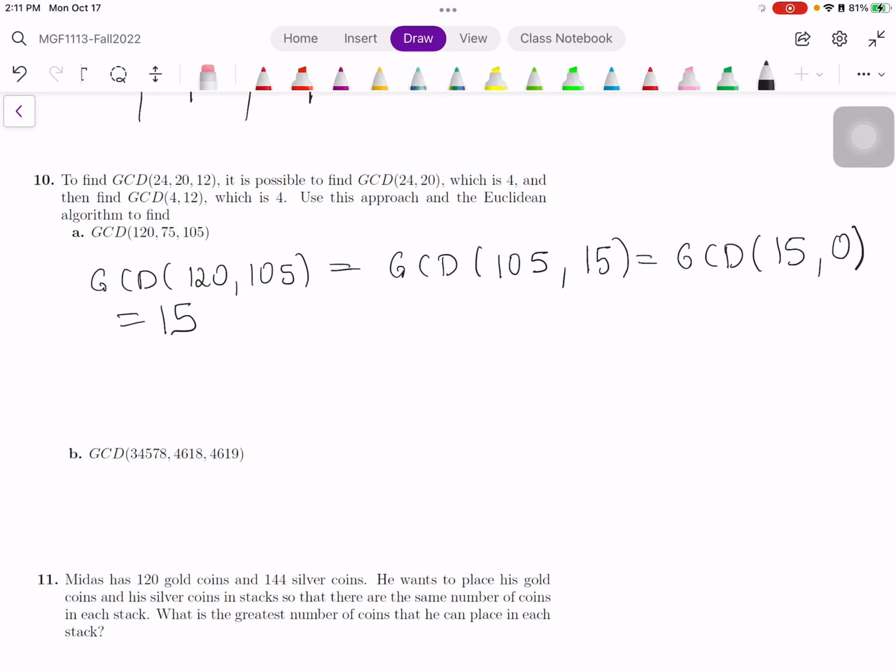Okay, so now the greatest common divisor of those three numbers you started with is the greatest common divisor of the pair I chose, 120 and 105, which gave me greatest common divisor 15, and the number I didn't deal with yet, 75.